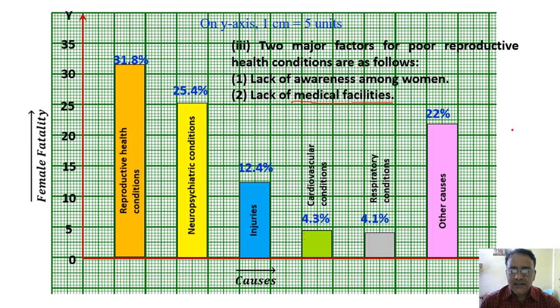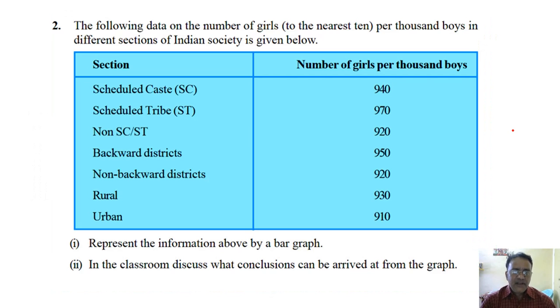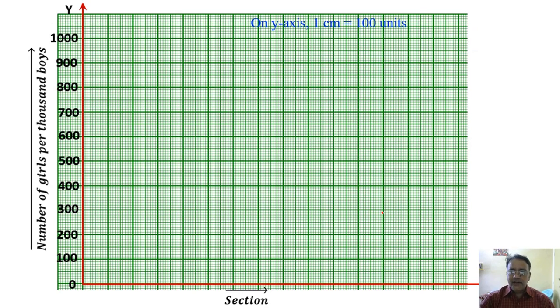Okay, so any doubt in this first question? No, sir. Okay, so now we'll move toward the second question. The following data on the number of girls to the nearest 10 per 1000 boys in different sections of Indian society is given below. Represent the above information by bar graph. In the classroom, discuss what conclusion can be arrived at from the graph. So see, all the numbers are given around 900s only. So we can have a unit of 100. Okay, so मैं ये unit already बना के रखा हूँ.